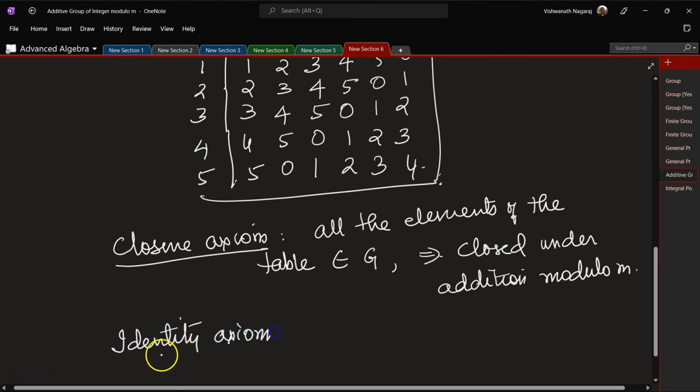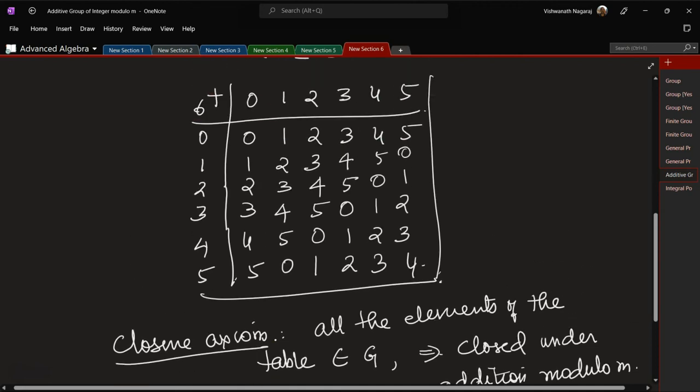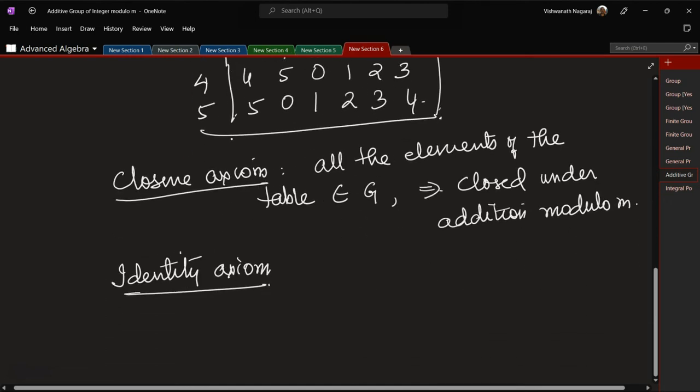Identity axiom. How do you figure out the identity? Is the column heading repeating exactly as it is in one of the rows? Yes, the first row itself. So on the left hand side, whatever you have is the identity. So identity e is equal to 0.